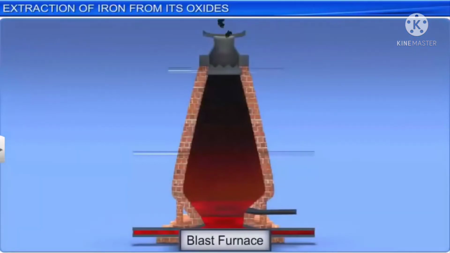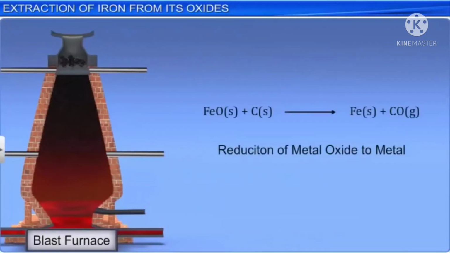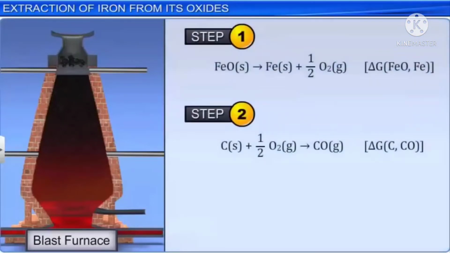This concentrated ore is mixed with limestone and coke and sent into a blast furnace to reduce the metal oxide to the metal. Here, coke reduces ferrous oxide to iron, releasing carbon dioxide, as shown in the equation here. This is a combination of two simple reactions.